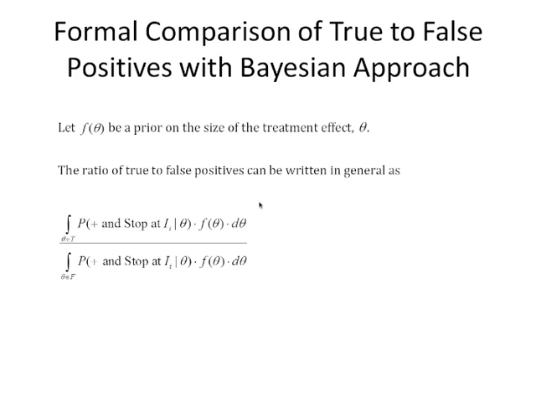It's the integral of the probability of a positive study that stops at interim I times the density of the treatment effect theta, and then this is all integrated over the set of theta corresponding to a positive treatment effect. And finally, this quantity is divided by the same integral, which is integrated over the set of all theta corresponding to no treatment effect at all.